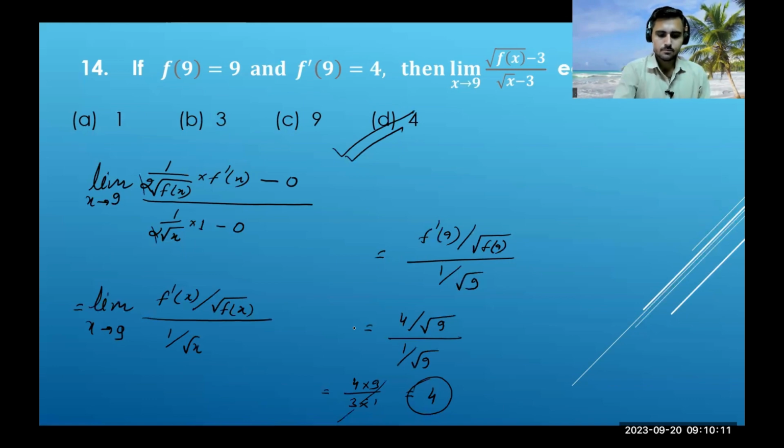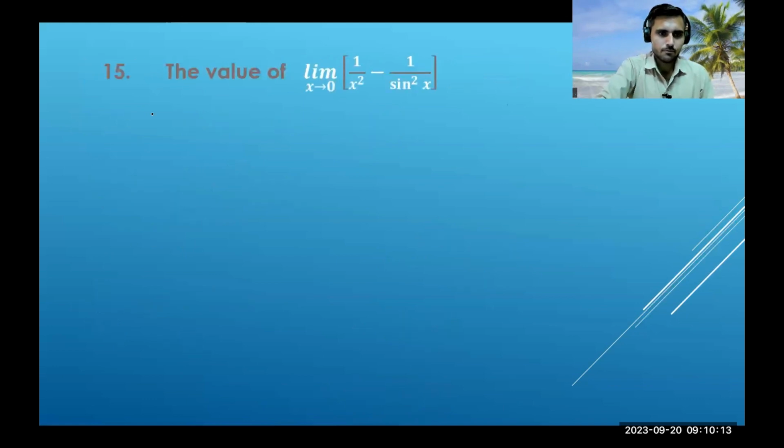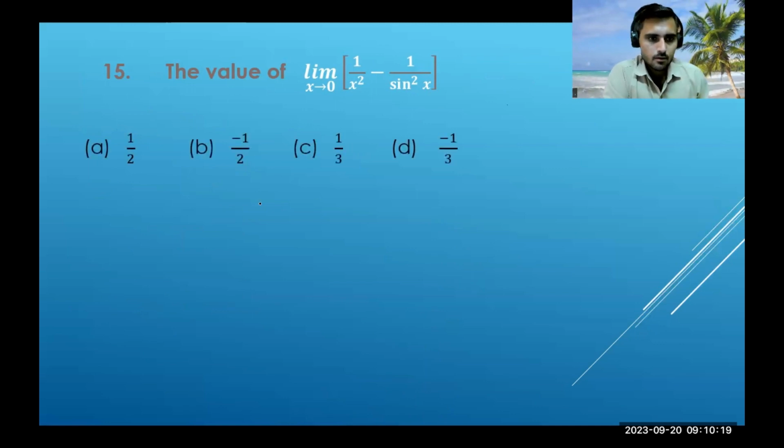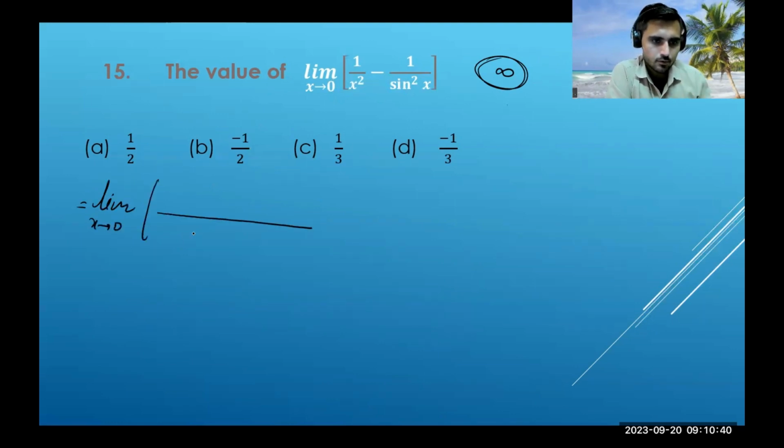Question number 14. Question number 15, and these are the options. So again, if we put limit x equal to 0, we have infinity here, right? So what we'll do is take the LCM first. We'll take the LCM. So that's x square and sine square x, sine square x minus x square, right?